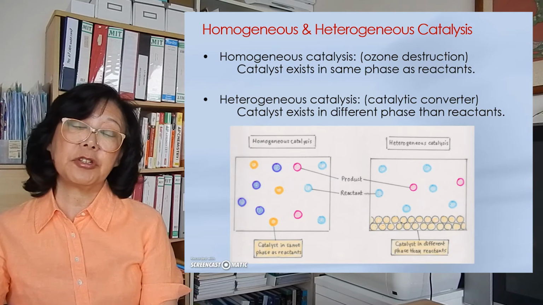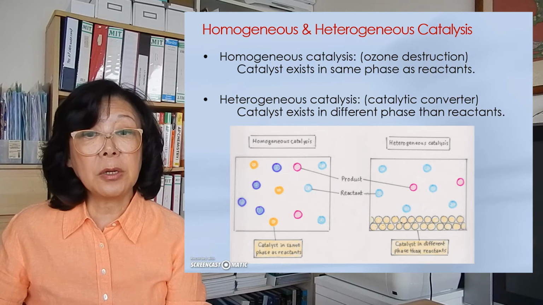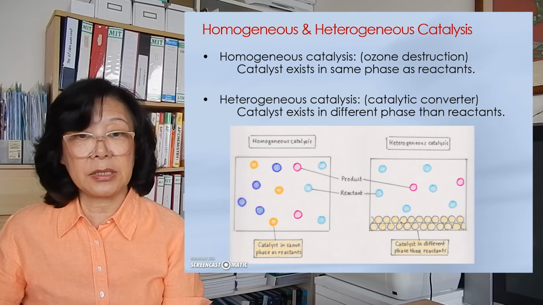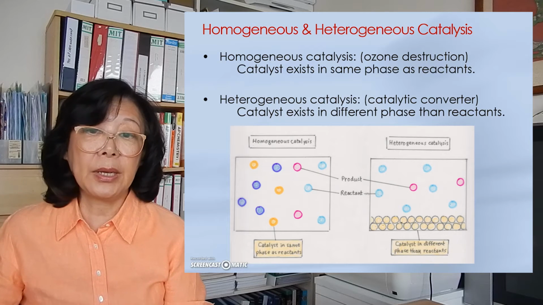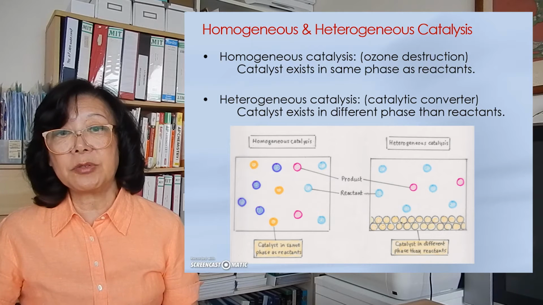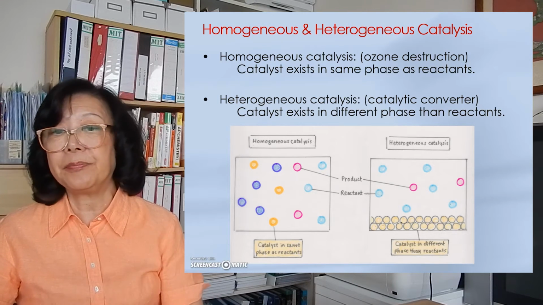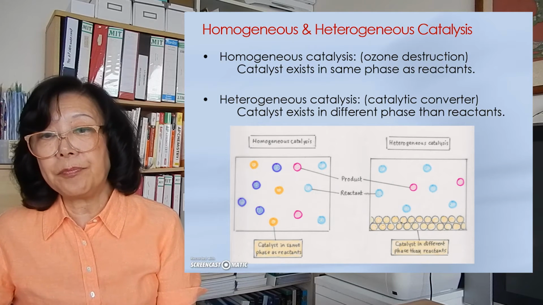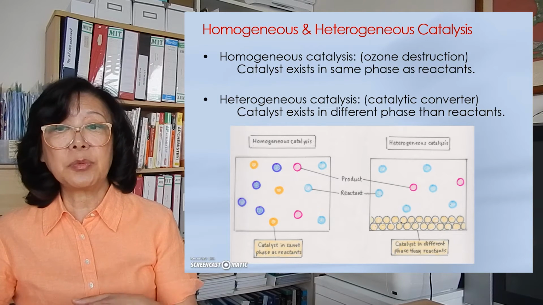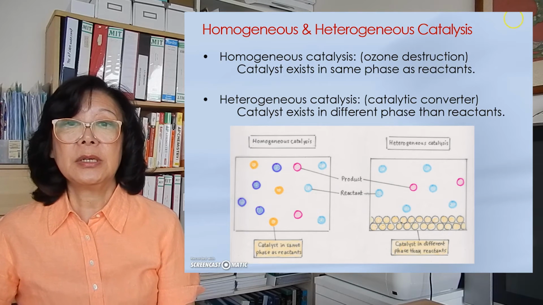Now the following diagram will show us a clearer picture. Looking to the left, the yellow round balls represent the catalyst, and the pink and green ones represent product and reactant. So you can see the catalyst is in the same phase with the product and reactant in the gaseous phase flowing around in the air. Now with the diagram to the right, the catalyst is a solid sitting at the bottom of the container, whereas the reactant and the product are gases in the air, so this is a heterogeneous catalyst.